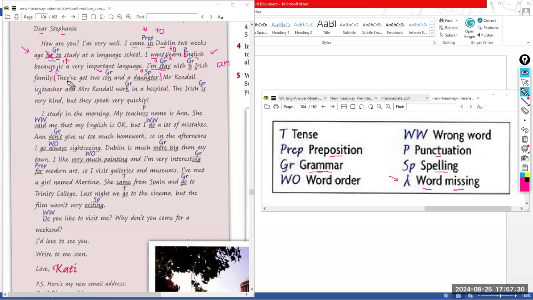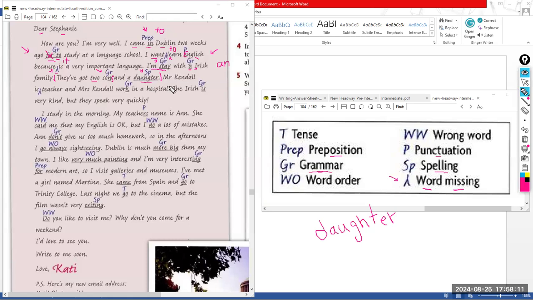Exactly. So notice that I have to say they've got two sons. Notice here I have to write the plural s because I'm talking about two sons. So I have to use the plural s, and a daughter. Notice here I have a spelling mistake because this is the way that I have to write daughter: D-A-U-G-H-T-E-R. And we notice that daughter here is written in a wrong way, because here I have D-A-U-H-G-T-E-R. Absolutely, this word is written in a wrong way.